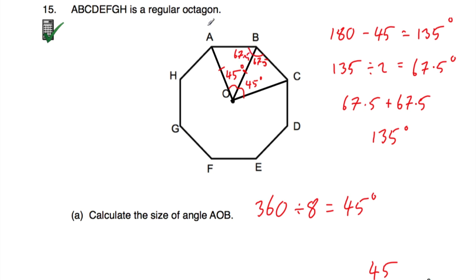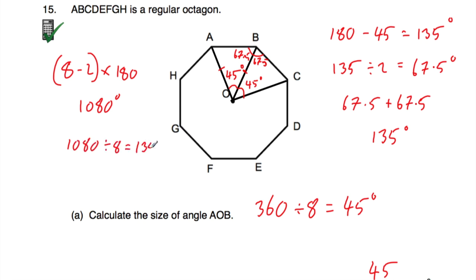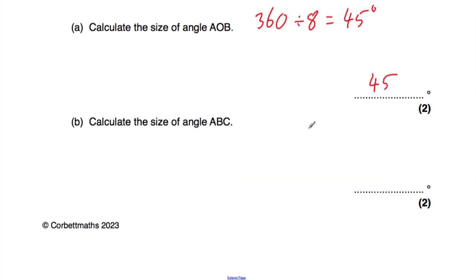Alternatively, because it's a regular octagon, you could have said, well, there's eight sides, so we could do 8 take away 2, which is equal to 6, and then times by 180, that's equal to 1080 degrees, and then we could divide that by 8, because there's 8 interior angles. So dividing that by 8 would be 135 degrees. So that's two different approaches to find angle ABC. And there's obviously other approaches too. And that's it. So angle ABC is 135 degrees.